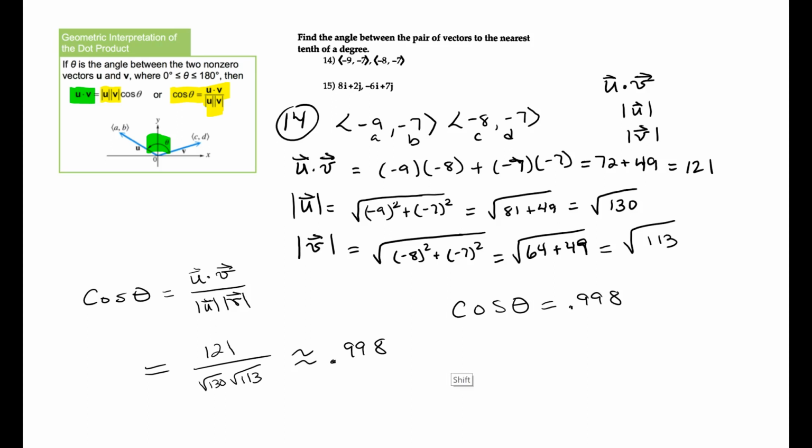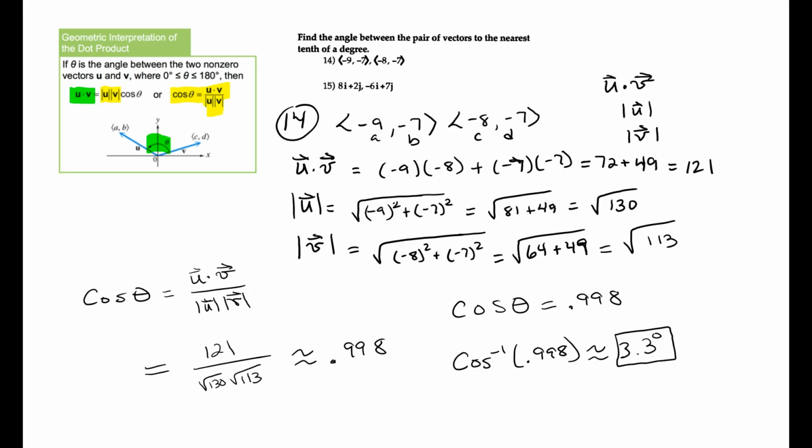So in order to do that, we would have to take the cosine inverse of 0.998. You do that right there, and then you get something that's approximately 3.3 degrees. Now remember, when you're doing this on your calculator, that you need to have your calculator in degree mode. So keep that in mind.